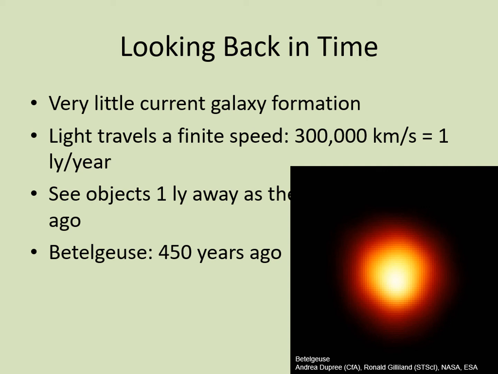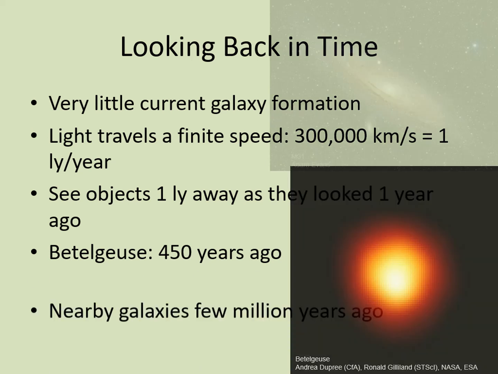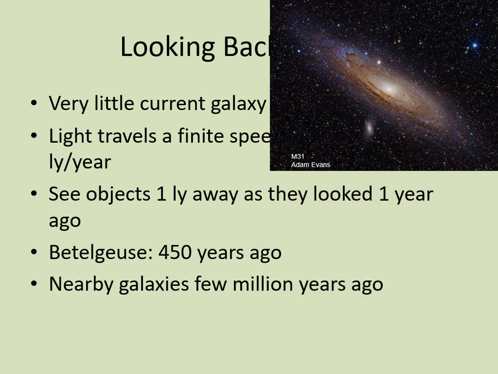For most stars, 450 years isn't enough time to make a noticeable difference in how they look. But Betelgeuse is a red supergiant star that's near the end of its life. So there's a chance that it has already destroyed itself in a supernova explosion. But we won't know it until the light reaches us. When we look at the other large galaxies in the local group, we're looking a couple of million light years away. So we're seeing what they looked like a couple of million years ago. This is still a short time in the life of a galaxy.